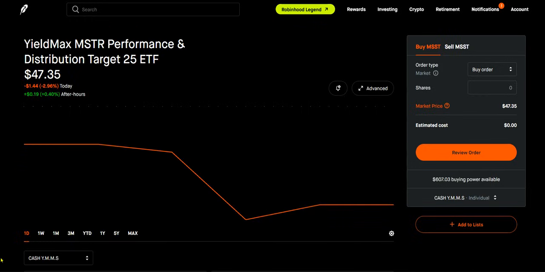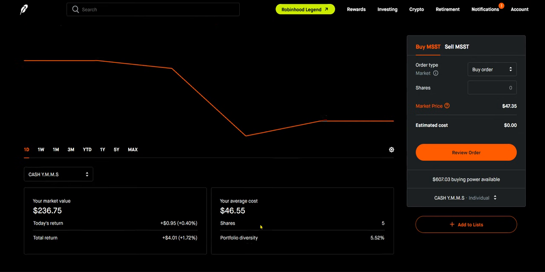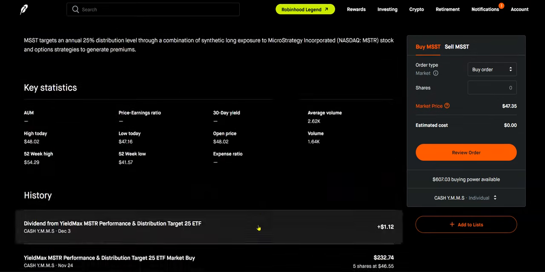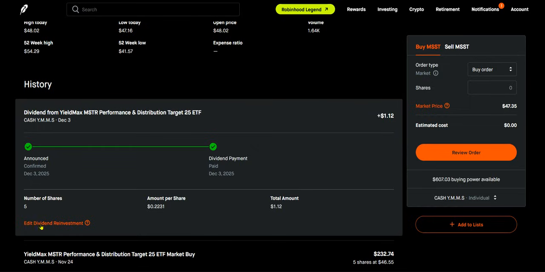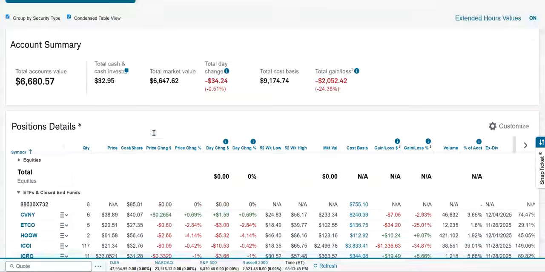Next we got YieldMax MSTR. Performance and distribution target is 47.35. Our market value is 236.75. We're up $4.01 for an average cost of $46.55 for 5 shares. Five shares at 22 cents gave us $1.12.